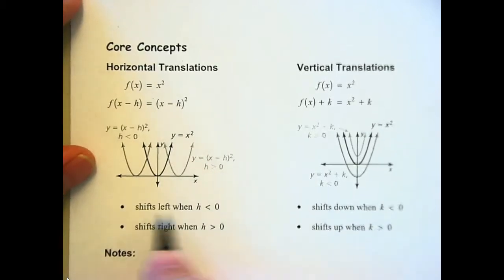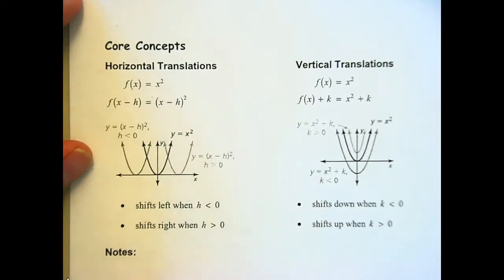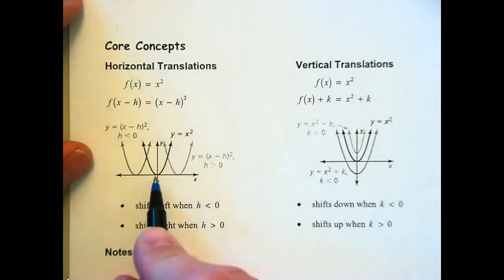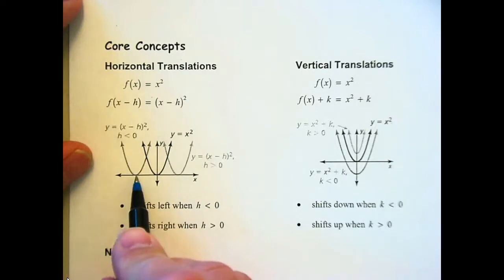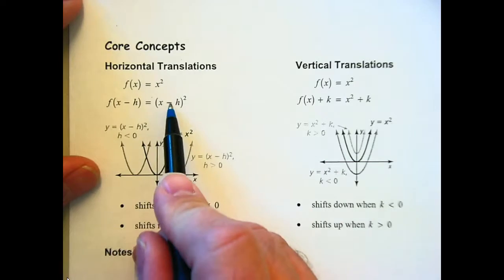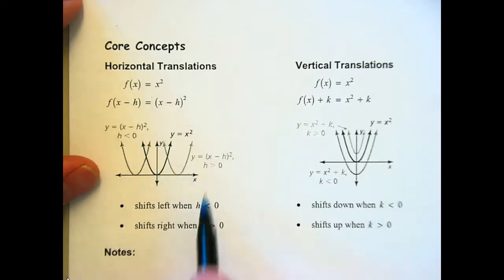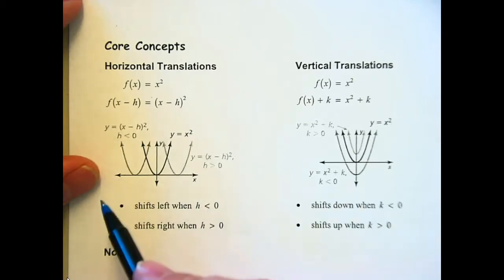Now notice it says shifts left when H is less than 0. Let's think about that for a minute. When H is less than 0, it says it shifts to the left. Give me a number that's less than 0. Okay, does everyone see the problem there? We say when it's negative up here, we shift to the right. Okay, but they're saying when H is less than 0, we shift to the left when it's negative.